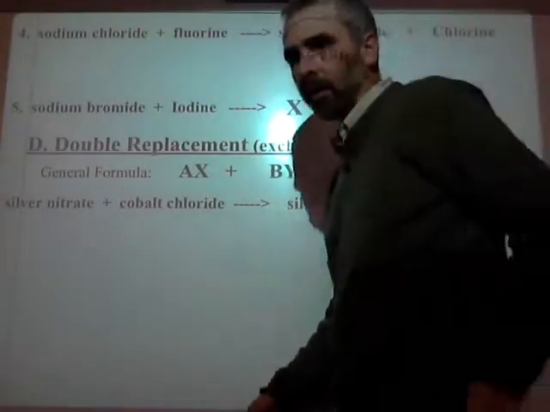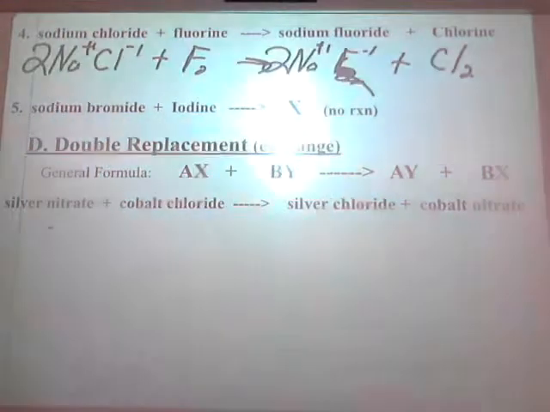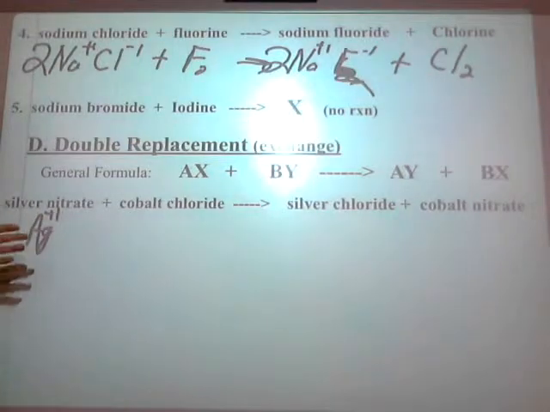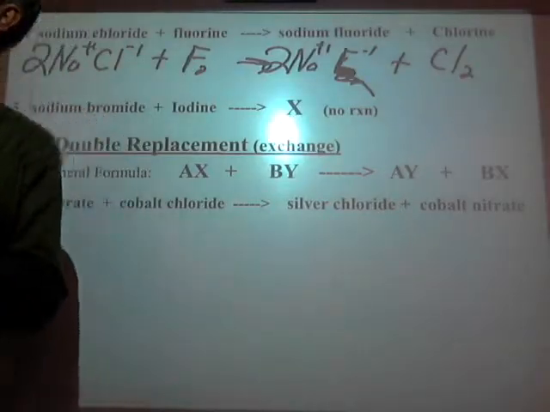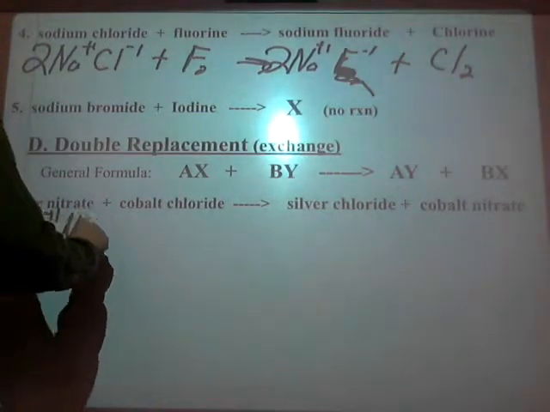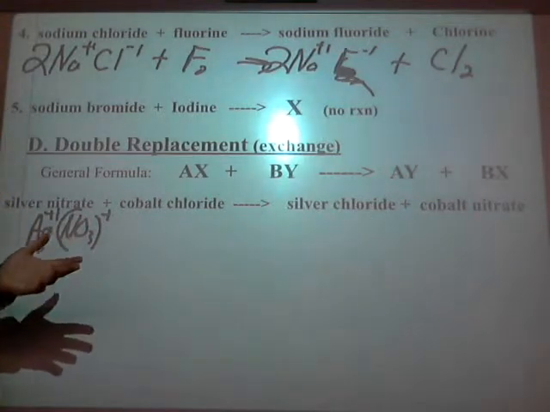Now, let's finish this up by writing the correct formulas, and we're all done. Silver nitrate would be Ag with a +1. I know that. He's a common ion on the sheet. He's in the middle of the periodic table. Can't tell what his charge is, but on the sheet it says +1. Nitrate is also on the sheet, -1. So his AgNO3 is written correctly.